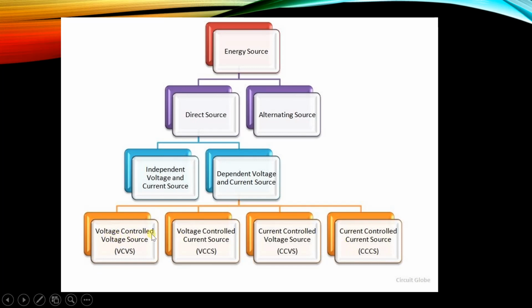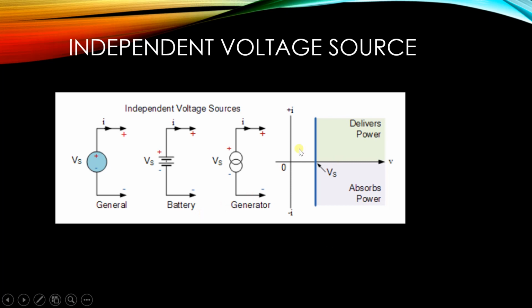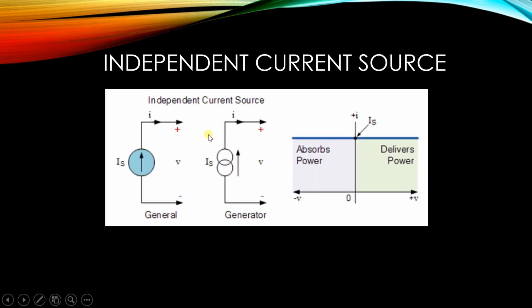These are the voltage controlled voltage source, voltage controlled current source, current controlled voltage source, and current controlled current source. These are the four classifications. This diagram shows the independent voltage sources. This is the DC voltage source, this is battery operated, and this is the generator. This is the symbol for the generator. And these are independent current sources, this is the current source.